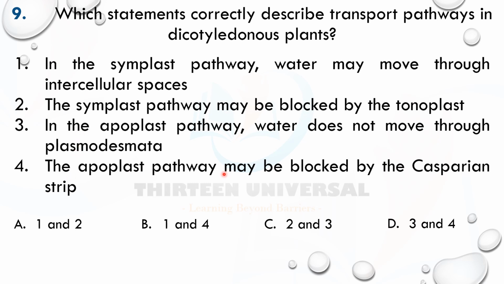4 says the apoplast pathway may be blocked by the Casparian strip. Yes, the Casparian strip blocks it at the endodermis. So 3 and 4 look like the answer. Okay, that's the answer. Pause the video, check it again.